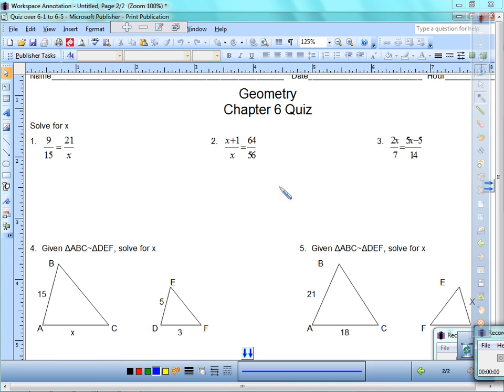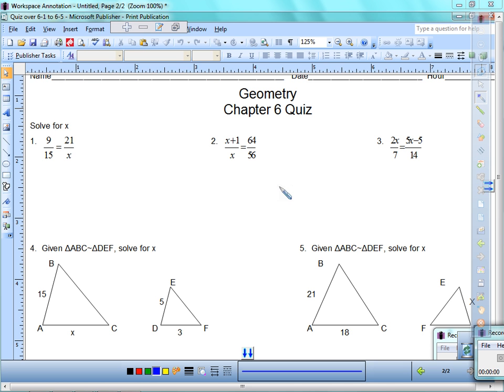Hello and welcome to our little run through of the geometry quiz that you would have taken on Thursday. Wanted to have you see how these problems were worked out. Again, these are very similar to the things that you're going to see on your test next week.